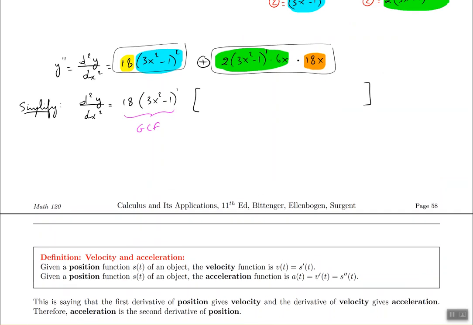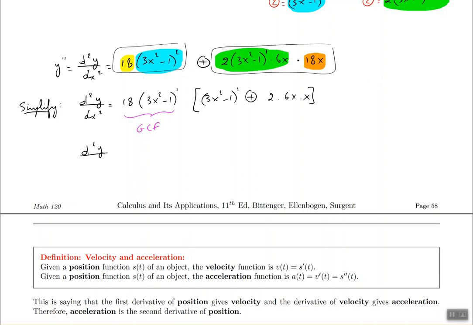So if I take that common factor, what's left in the first box? Well, just 3x squared minus 1 to the power of 1. There were 2 already. I took 1 away, and I took the 18 away. Then there's the plus sign, and I took the 18 away, and I took the parentheses away. So what's left is the 2, the 6x, and the other final x. Those are the things that remain inside the boxes.